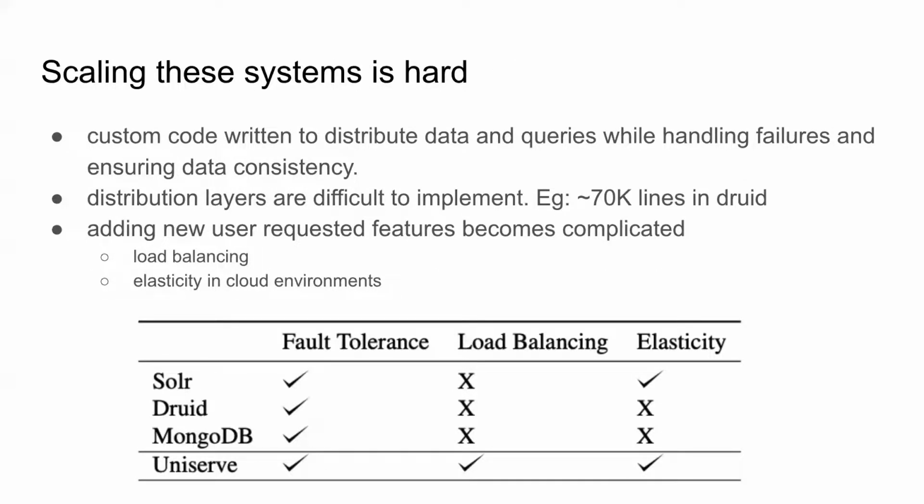Now, why is there custom code written? Because scaling these systems is very hard. You need to handle your failures, you need to ensure data consistency. These distribution layers that everyone has written are difficult to implement because distributed systems are hard. Just this layer is about 70K lines. So when you have so much code like this, adding new user requested features becomes quite complicated. These days we have elasticity in cloud environments, but none of the query serving systems exactly support elasticity. Neither do they support load balancing.